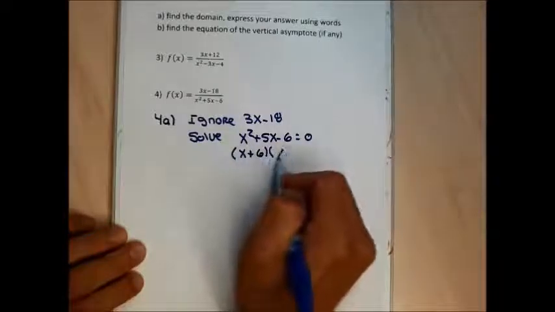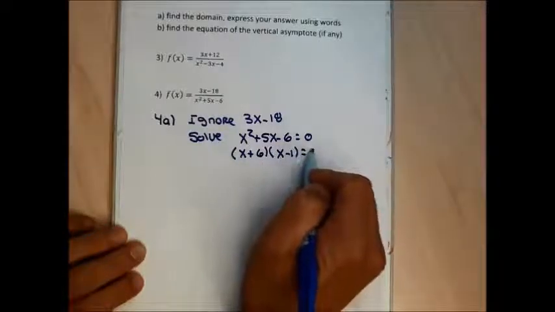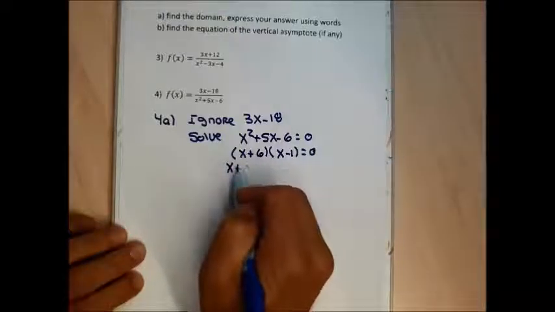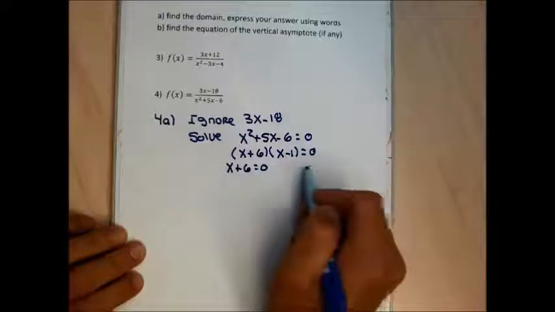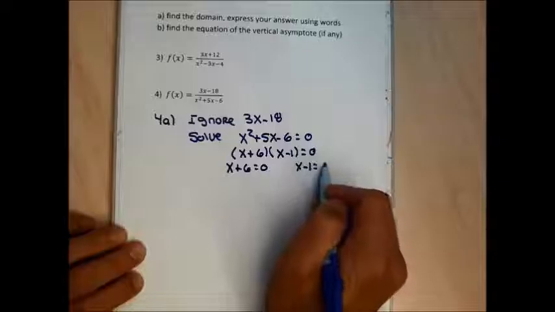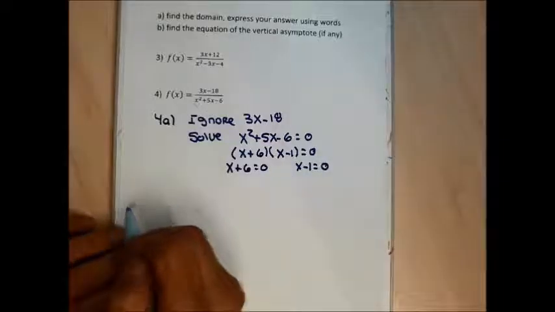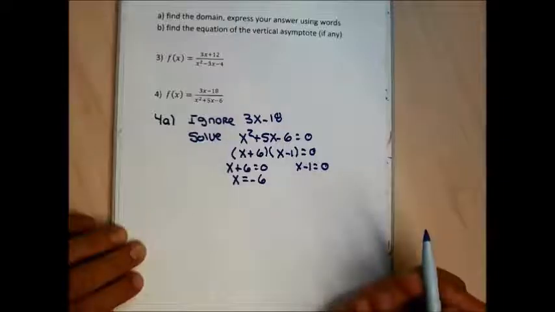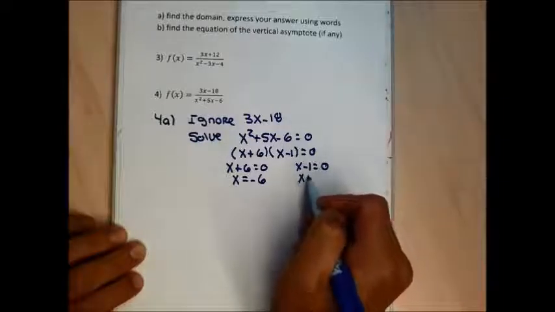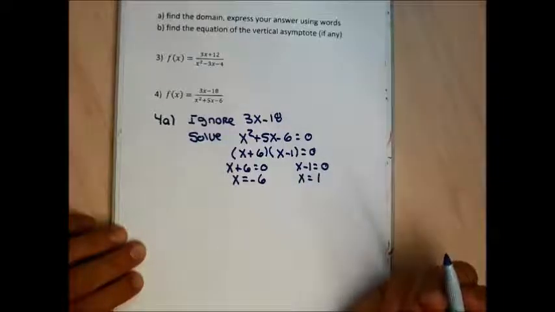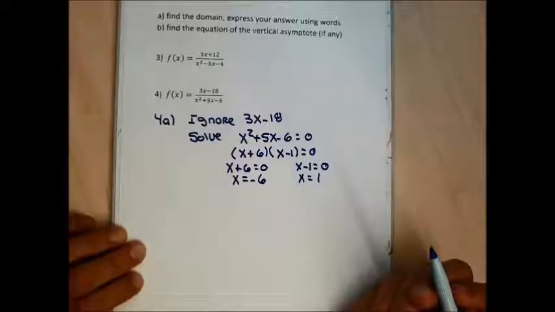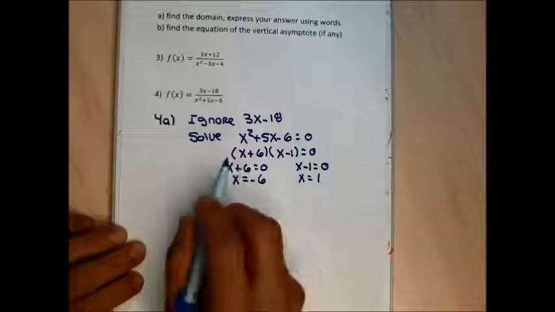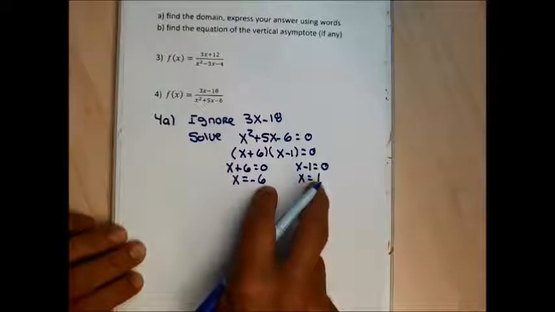That factors into x plus 6 times x minus 1. I'm going to set x plus 6 equal to 0 and x minus 1 equal to 0. When I set x plus 6 equal to 0, I get x equal to negative 6. When I set x minus 1 equal to 0, I get x equal to 1. Those are going to be the equations of my vertical asymptotes. And those are part of my answer to the domain of the fraction, but they aren't my answer.